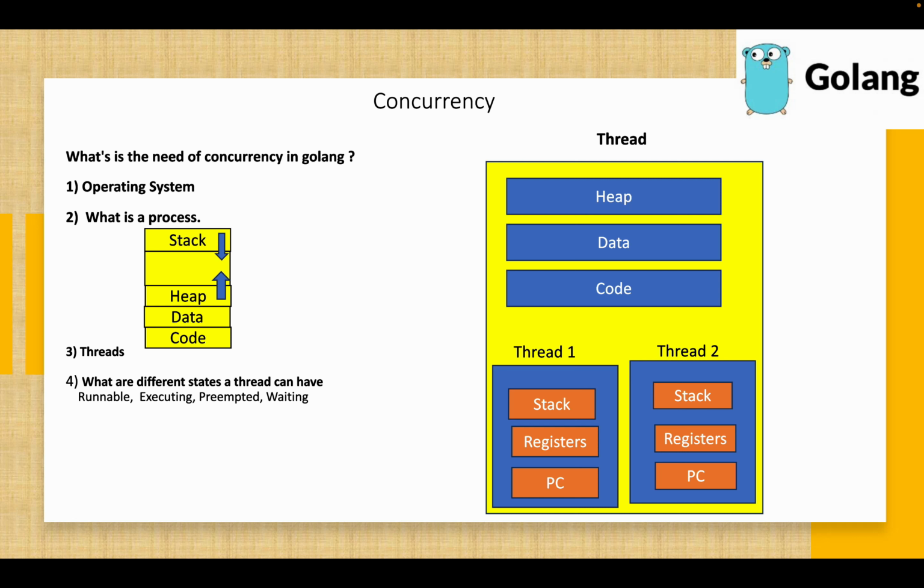Now you may ask, can we divide our application into processes and threads and achieve concurrency? Yes, we can, but there are limitations.